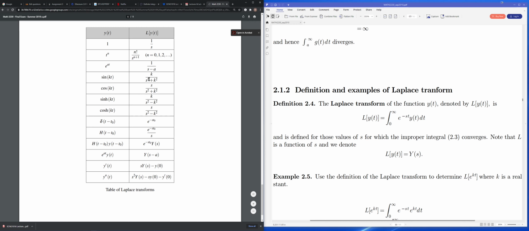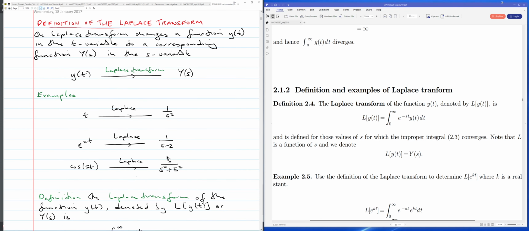When you have sine kt, this is a function of s. Remember, k is just some parameter associated with a function, so you're just thinking of this k as a constant. So your Laplace transform is just going to be a function of s. In these examples here, notice this is just a function of s, and this is just a function of s.